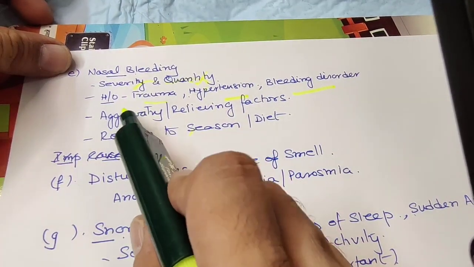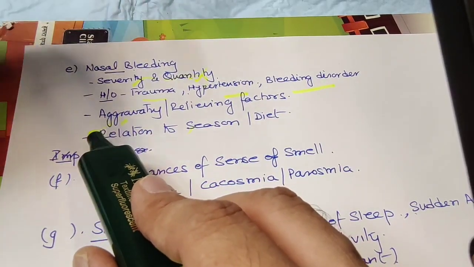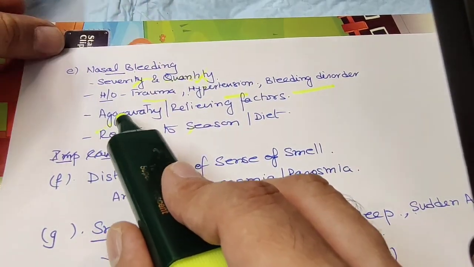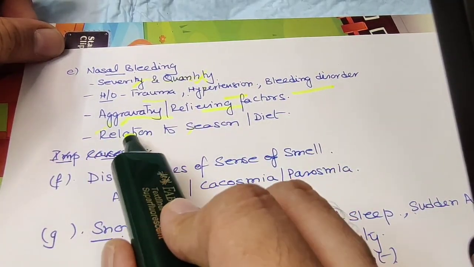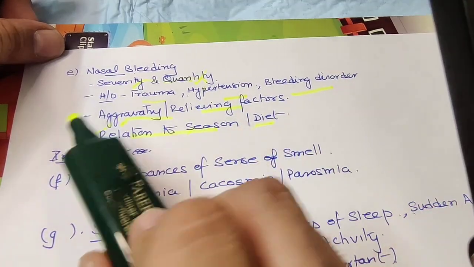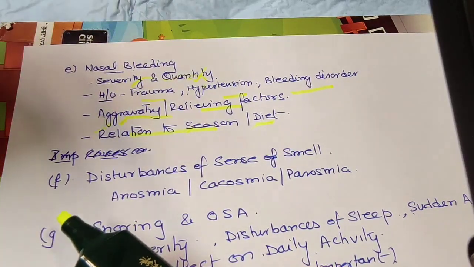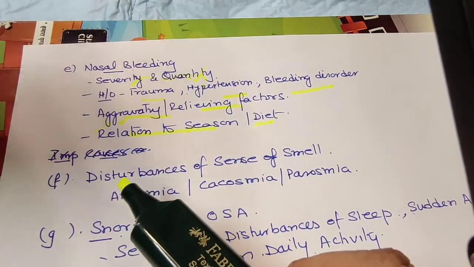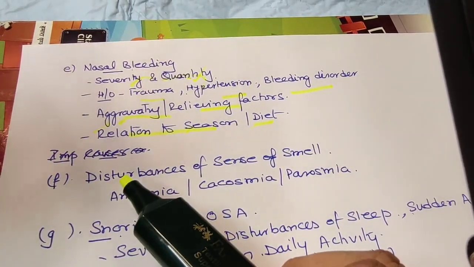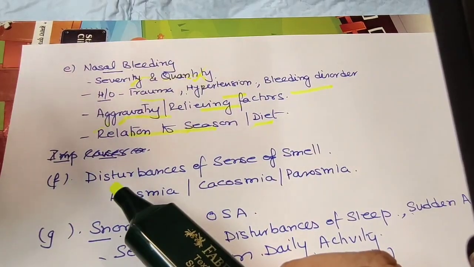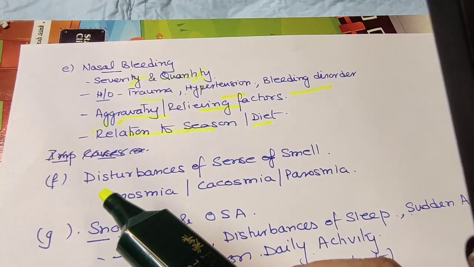Systemic factors also cause nasal bleeds, so that also has to be ruled out to differentiate between the local factors and the systemic factors. Then aggravating and relieving factors, and the relationship to the season or the diet. All these things are more or less common for sneezing and nasal discharge and everything, but you have to individually look into each complaint and note down these particular points, and you have to present in your history whether it is present or not present.